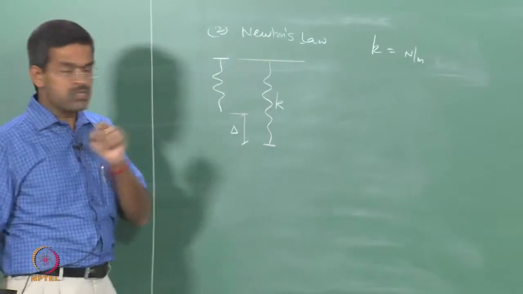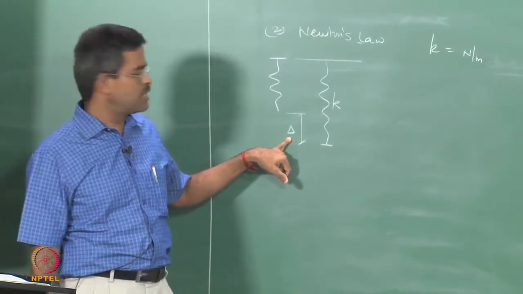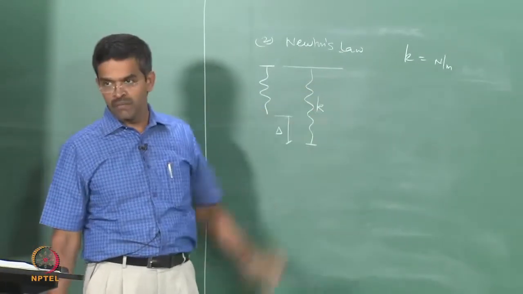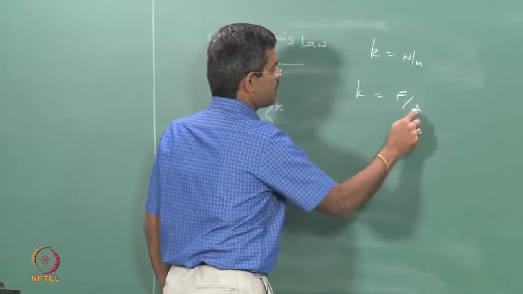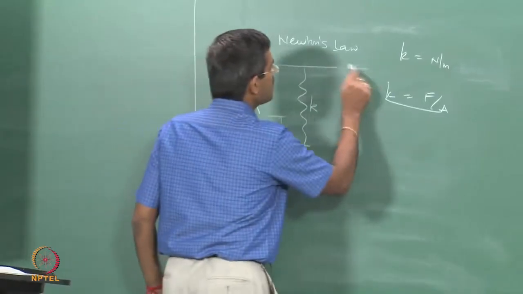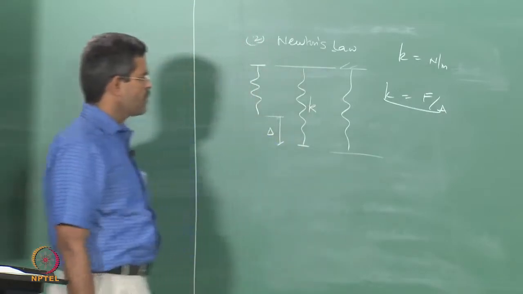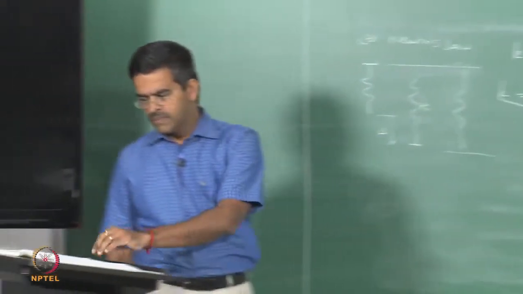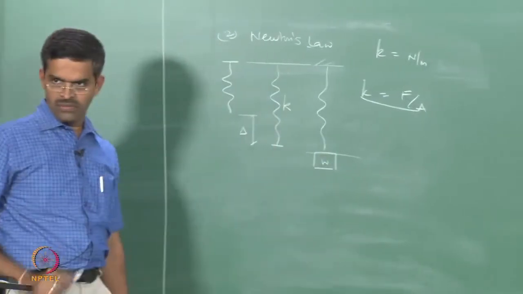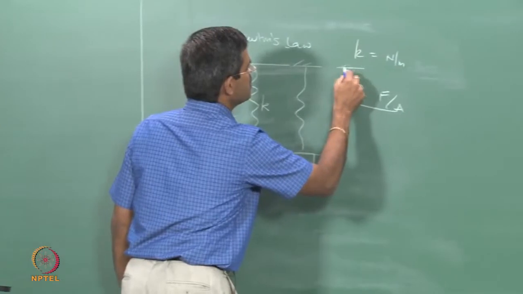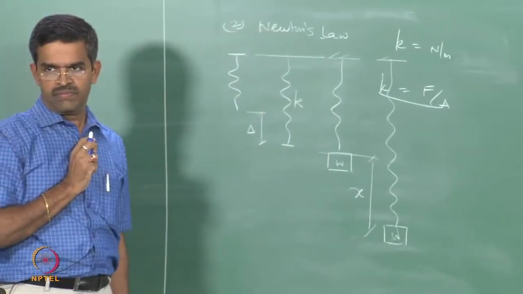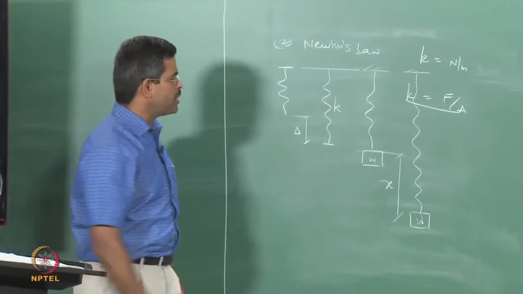So if I want to find the force responsible to cause this deflection, then I can easily say that force is going to be K delta. K is the stiffness of the spring and delta is the displacement. So the force is K delta, because stiffness times displacement will give me the force which is causing this displacement. Okay. Now at this level, I suspend a weight W. Now this weight will again cause further extension, which now I call as x. That is the displacement.